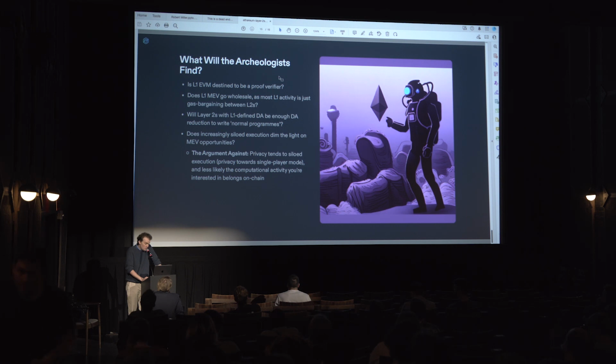Will layer twos with layer one defined DA be enough DA reduction following danksharding to build, quote unquote, normal programs? And do the increasingly siloed execution environments of, let's say, layer threes and layer fours start to reduce MEV opportunities, and to what extent? So these are all just questions. They're questions without answers, and I think that's really the extent of the talk.